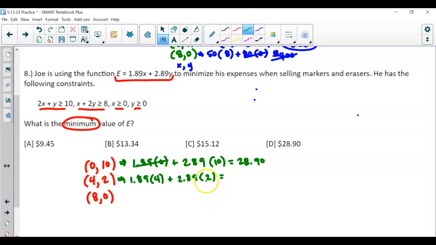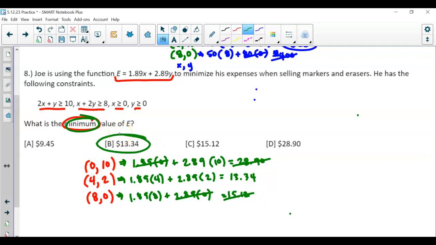So when you calculate this, you end up with $13.34. Well, we need the minimum, so I'm going to cancel that out. And here, (8, 0). So here I've got 1.89 times X, which is 8, plus 2.89 times Y, which is 0, which cancels out. So here, when you multiply, you end up with $15.12. So notice how the answer was B.